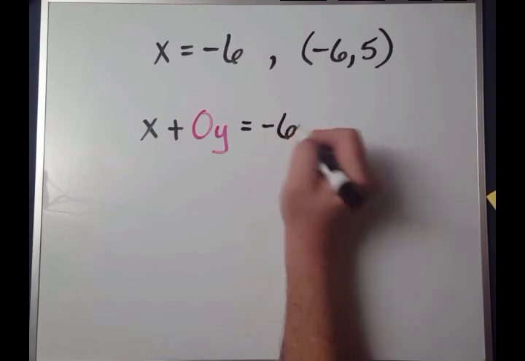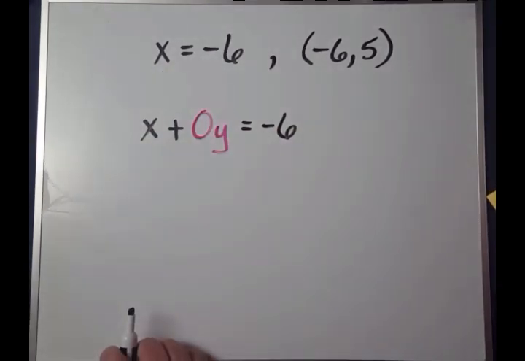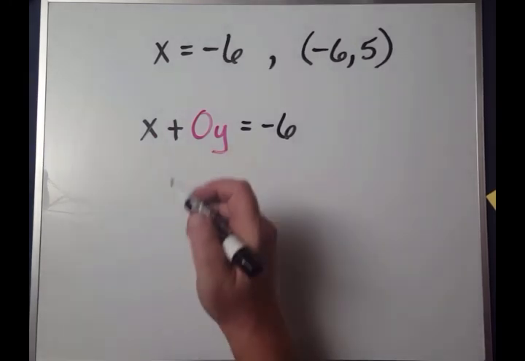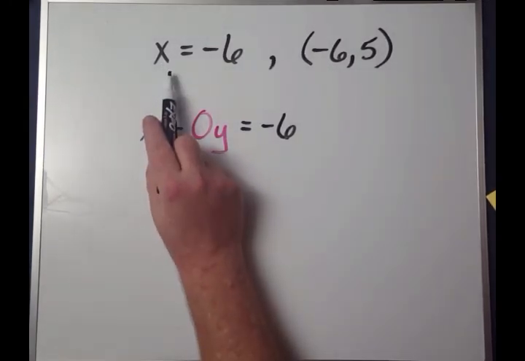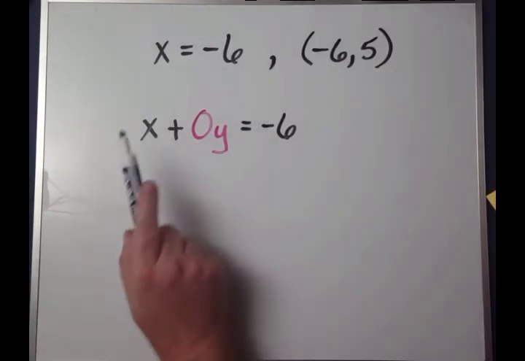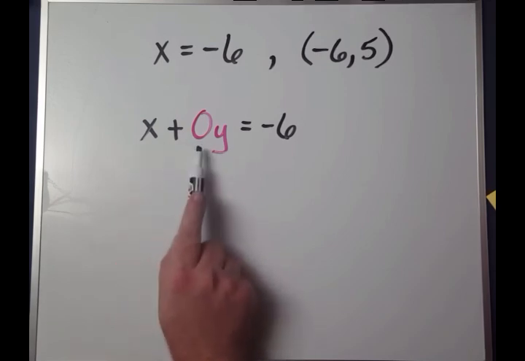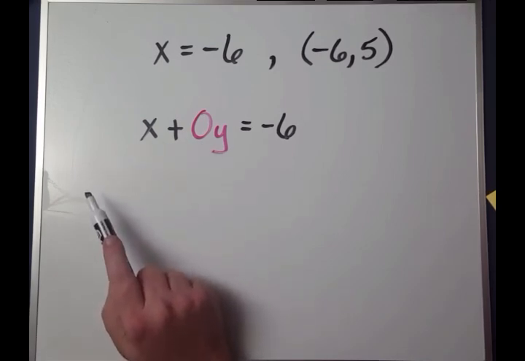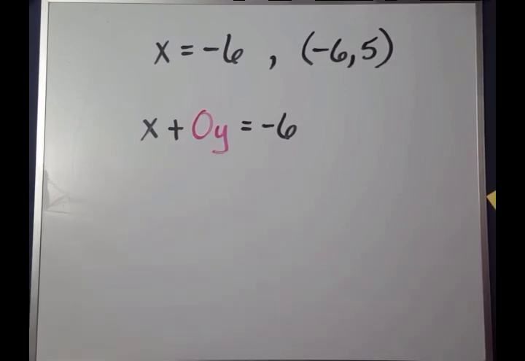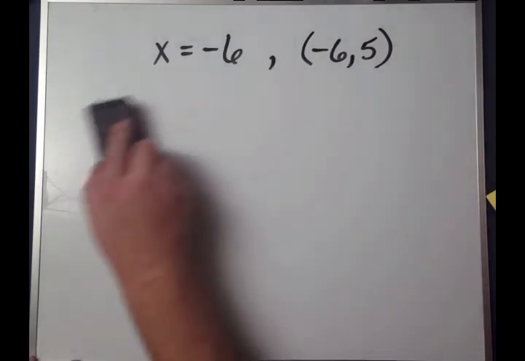Because 0 times y is 0, added to x is just x. So our y term doesn't show because its coefficient is 0, but according to our definition, as long as a and b, the coefficients on x and y, are not both 0, we can still treat it as a linear equation in two variables.